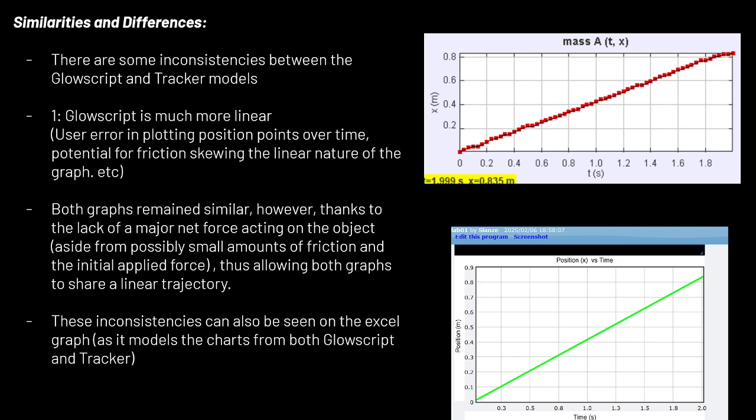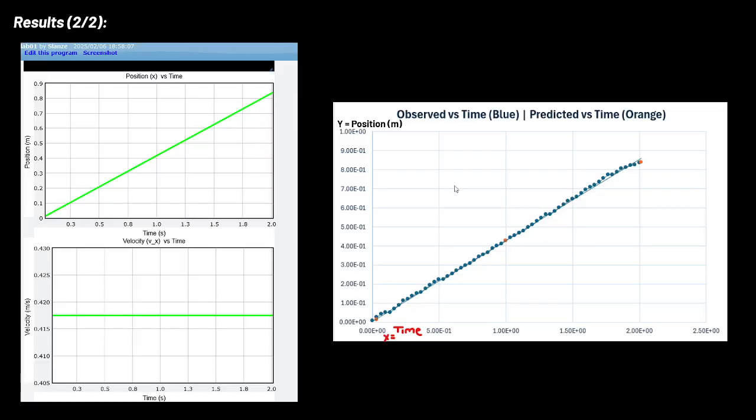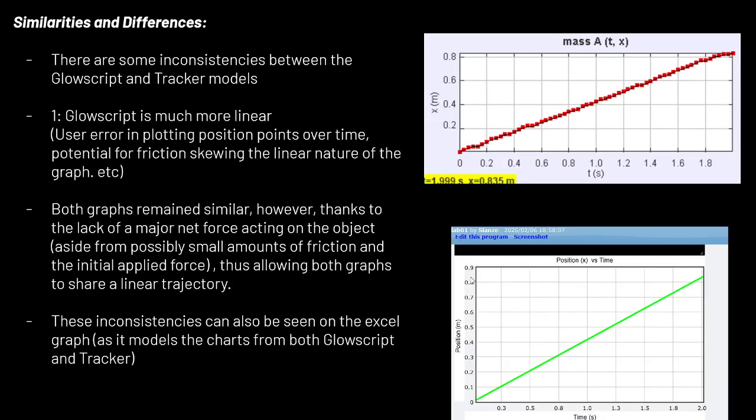Now, as for the simulation differences, like I said, there were some plotting errors because with Tracker you had to put down the points manually as the time went on, and so that could create some of these errors, but there also could be some friction that wasn't accounted for by the GlowScript code because, like I said, there's no net force here. That could also make this a little bit skewed. But overall, because these graphs had that same underlying concept of roughly no net force, they were pretty similar, and thus they were pretty much the same graph. And like I said, you can see these inconsistencies back on the Excel graph too, just with how this one's a little wonkier, whereas the GlowScript one is a lot straighter.